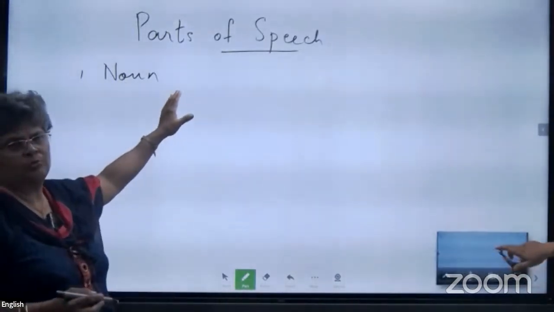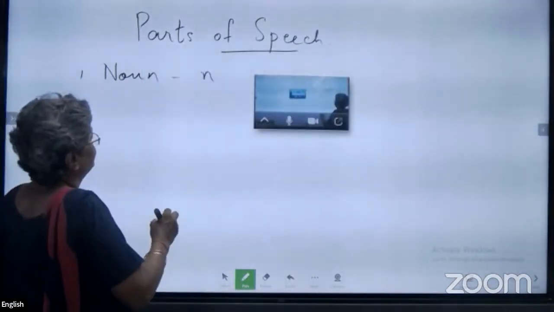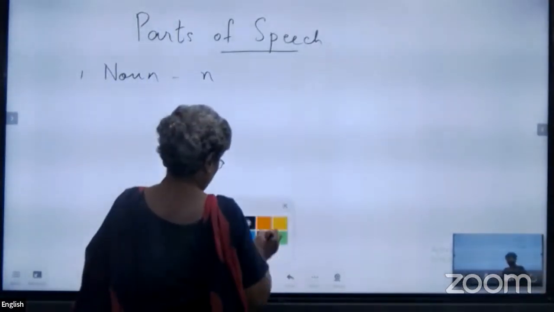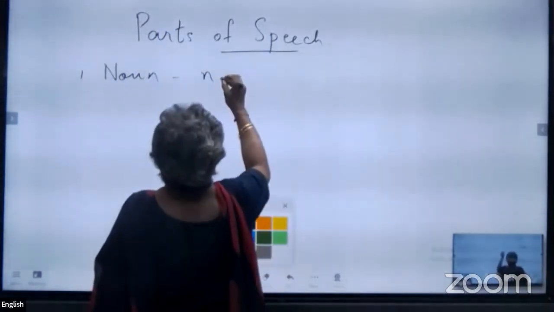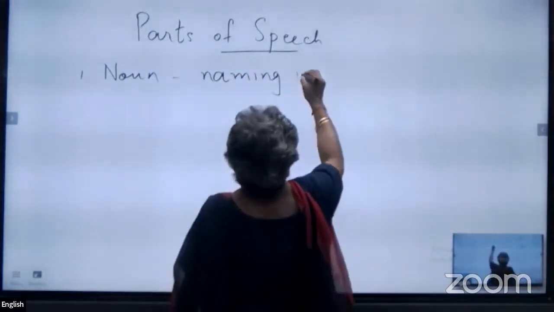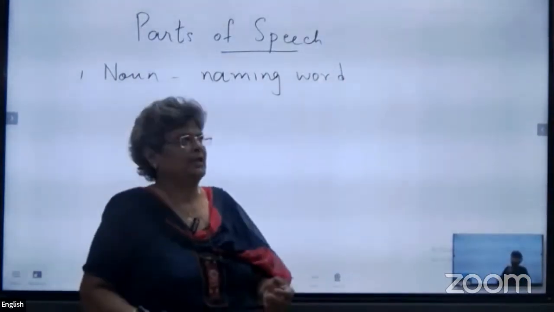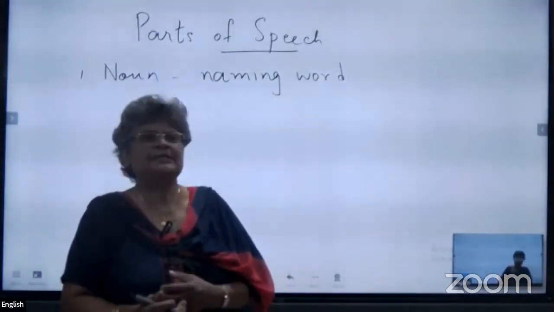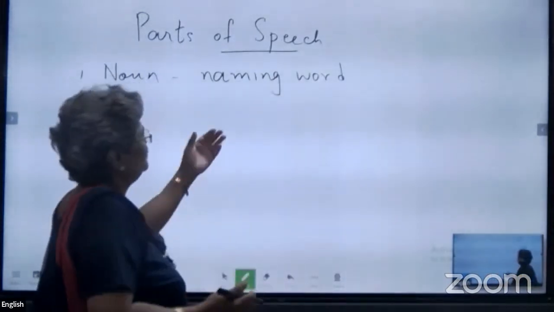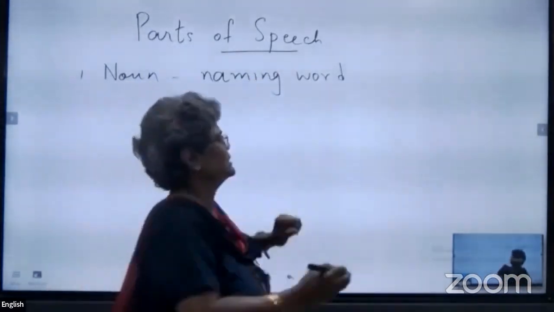What is a noun? It is otherwise known as naming word. It is known as a naming word. That is, names of animals, persons, places, and things. So, there are 5 nouns. What are they?